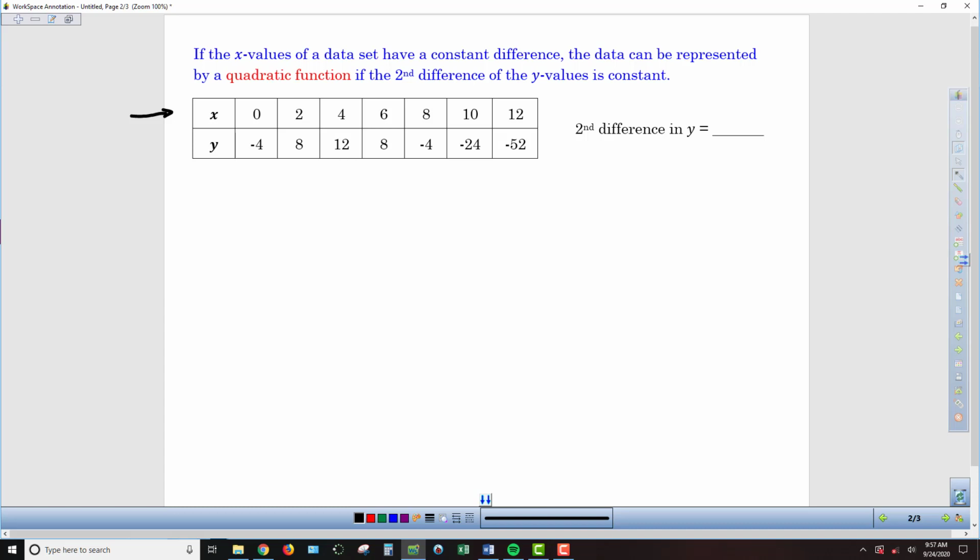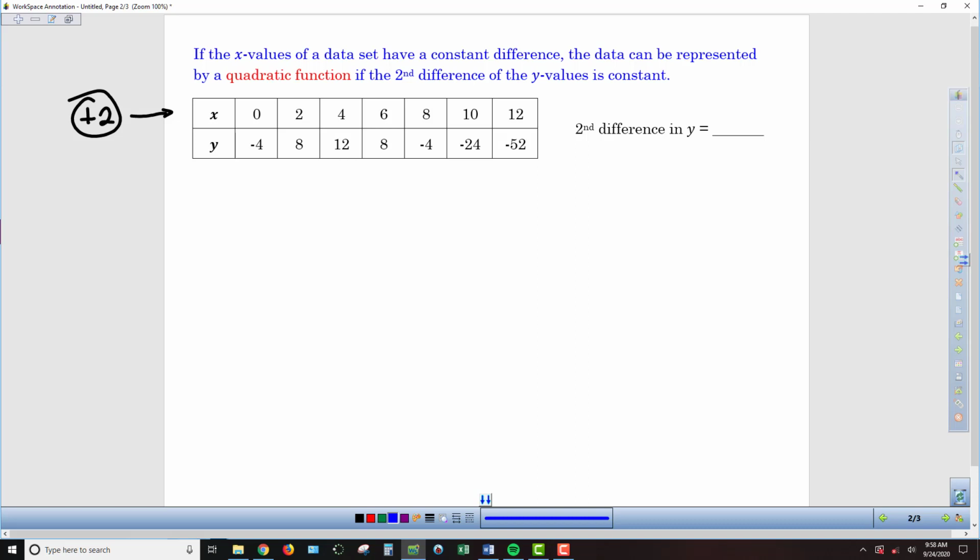So if we look at the x's here, 0, 2, 4, 6, 8, 10, etc., we are indeed going up by 2 every time. We're following what we refer to as a linear pattern, so we know that the rest of our analysis is going to be fine. So now we need to dig into the y's.